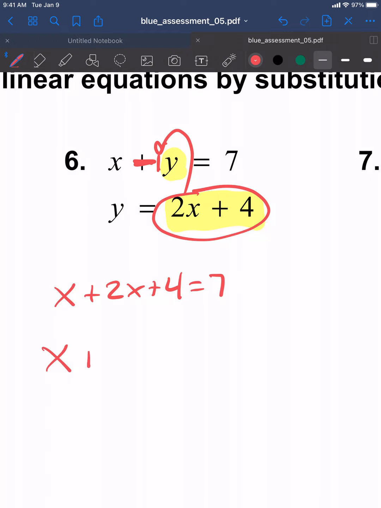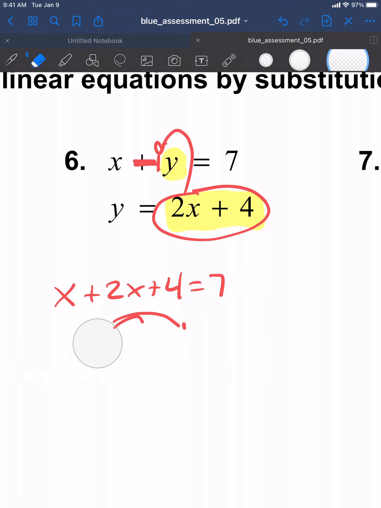x minus 1 parenthesis 2x plus 4. And then I would have to distribute that negative 1 through to everything. Now that's only if what? If it was a minus y. Does that make sense? But that's hypothetical, because is that our situation right now? No.